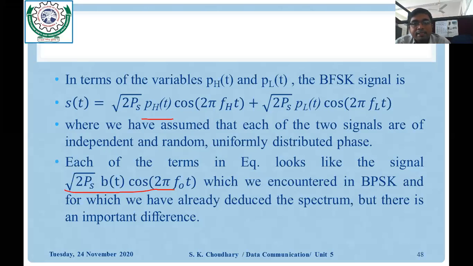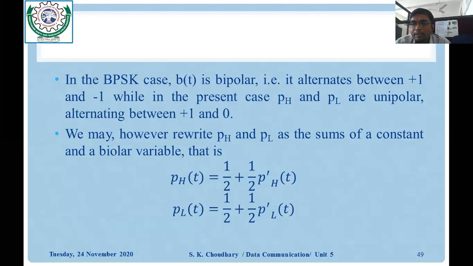In the BPSK signal, Vt is bipolar. It alternates between +1 and -1. But in the present case, PH and PL are unipolar signals. They only vary between 0 and 1 level. So when you have to map these two signals, BPSK and BFSK, you can rewrite PH and PL as 1/2 plus 1/2 P dash HT and 1/2 plus 1/2 P dash LT. So it is a constant plus the bipolar variables.